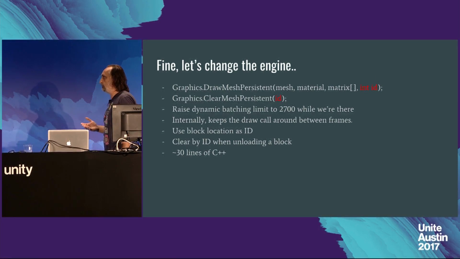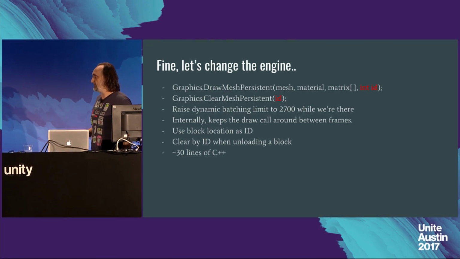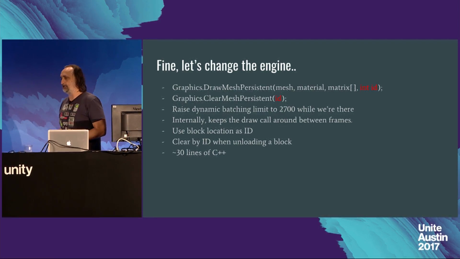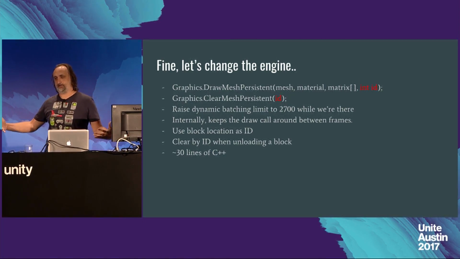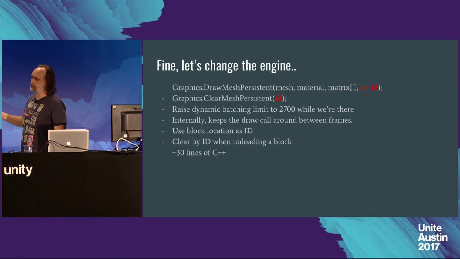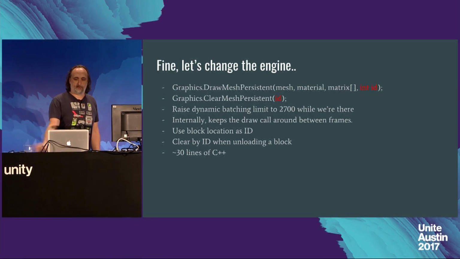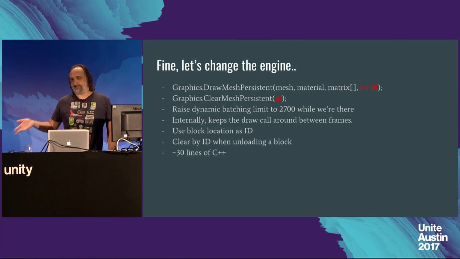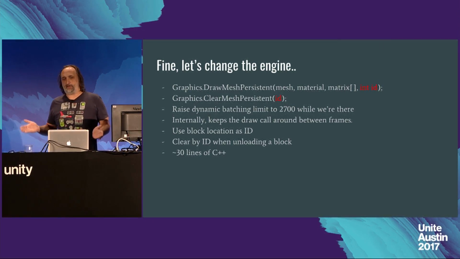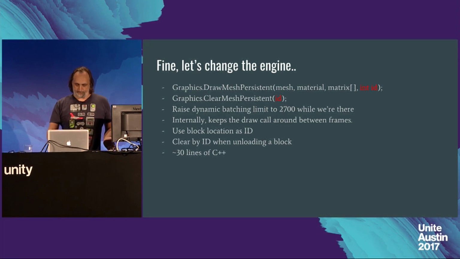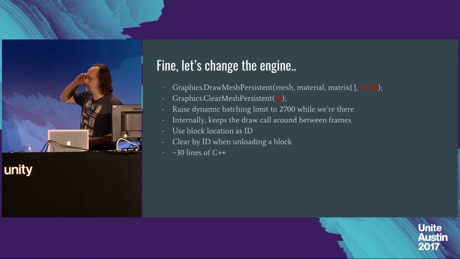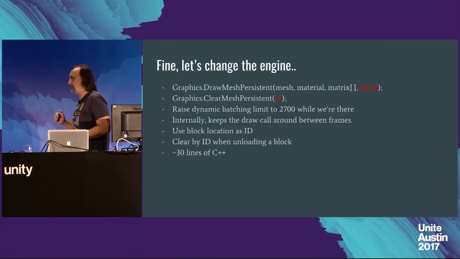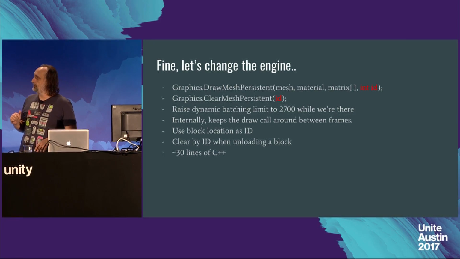And we added what we call graphics draw mesh persistent. The basic idea here is that those render lists that hold all the nodes that are actually going to get rendered in your frame now have an ID associated with them. And when the renderer comes along to clear out that list, it says, hey, if you have an ID that's not 0, then I don't clear you. And so now we can submit all of these renders to the frame once, and they'll stay until we tell them to actually go away. And while we were there, we raised the dynamic batching limit because it was really hard to keep things under the right number of vertex counts.